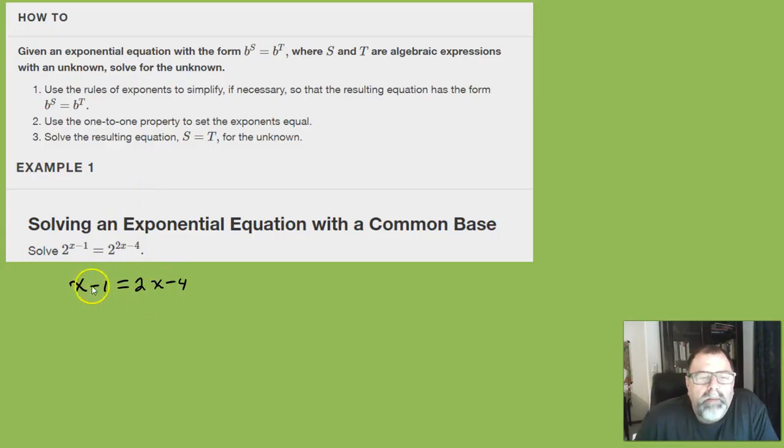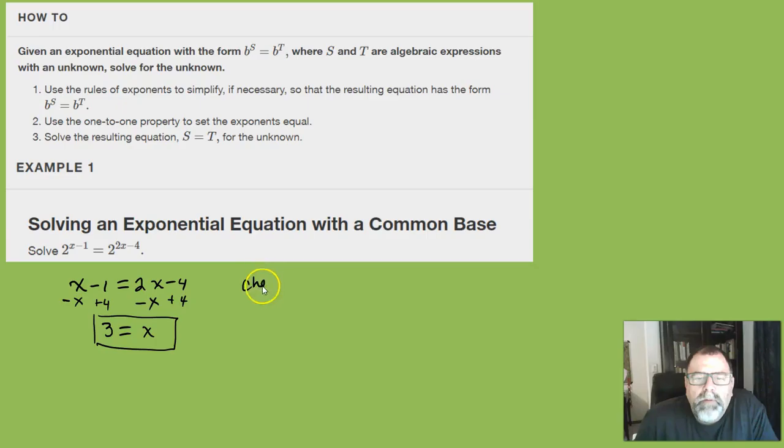This is just a linear equation now, so we're going to get all the x's on one side. So 2x minus x is x. And if you want to combine steps, I can add 4 to both sides. Negative 1 plus 4 is 3. So x equals 3. And then I'm done.